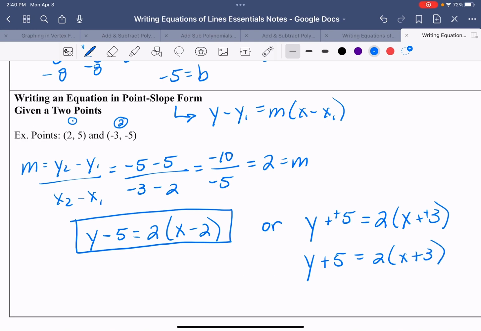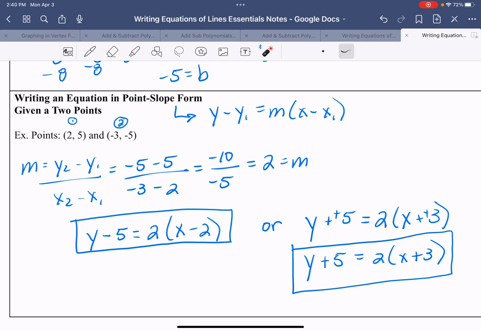Now, somebody asked me, well, Mrs. Baxter, don't we have to simplify this and distribute and all that? No, we don't, because it's asking us to put it into point-slope form. This is the form. You may leave it like this or like this, and you will be good, okay?